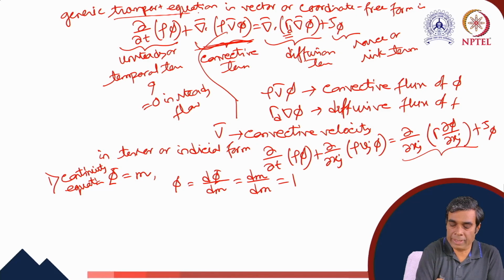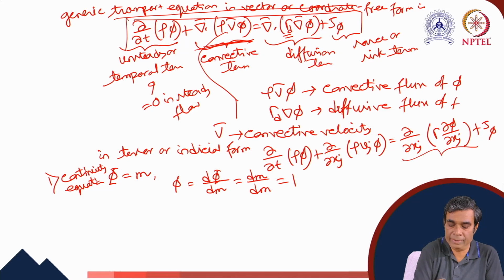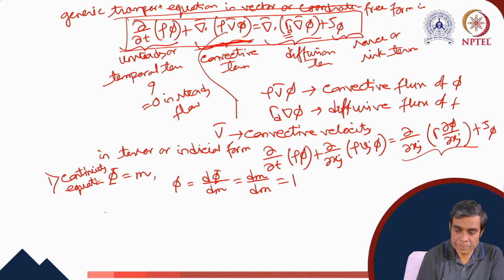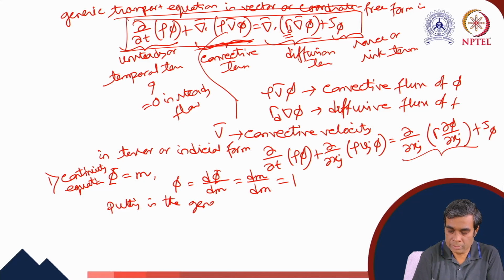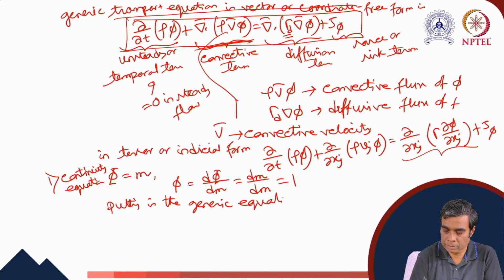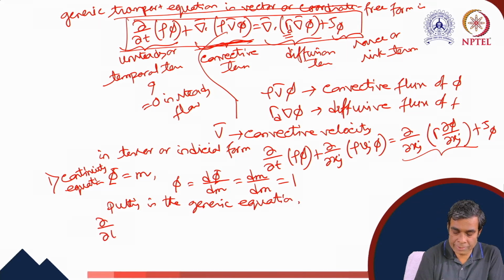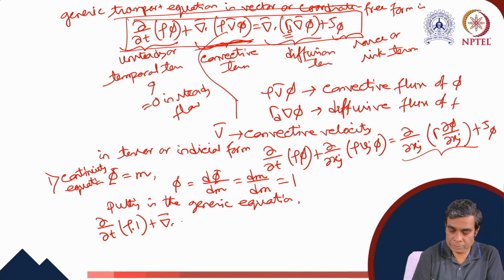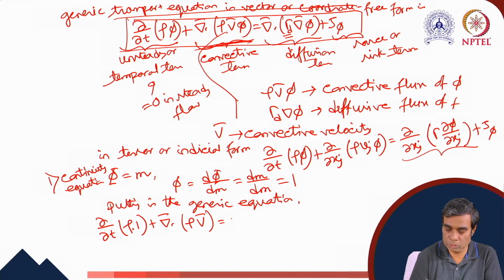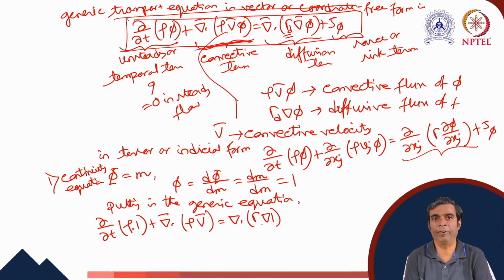Now if we go to the generic equation and put the value of phi, we get ∂/∂t of rho into 1 plus divergence of rho v bar into 1, which means rho v bar, equals divergence of gamma gradient of 1, plus the source term. There is no source of mass and no sink of mass, so it is 0.